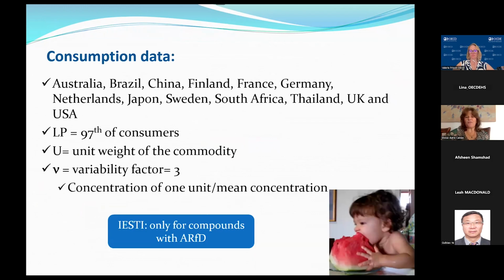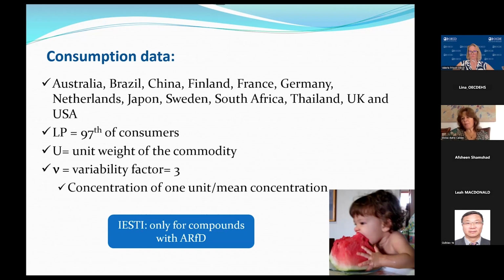And for the consumption data for the acute exposure, we have individual consumption data coming from different countries, which also provide the 97th percentile and the unit weight for that consumption. And it's important to highlight that you don't estimate the acute exposure for every compound, just for compounds for which there is an acute reference dose set. Because for some compounds, the acute toxicity is not important. So we establish that the acute reference dose is not necessary.